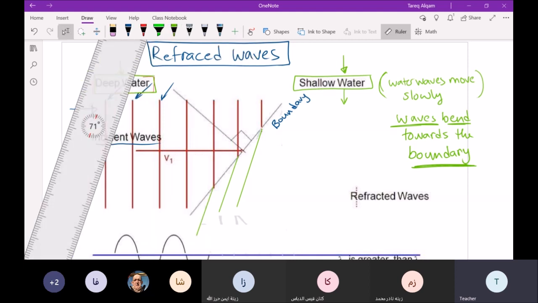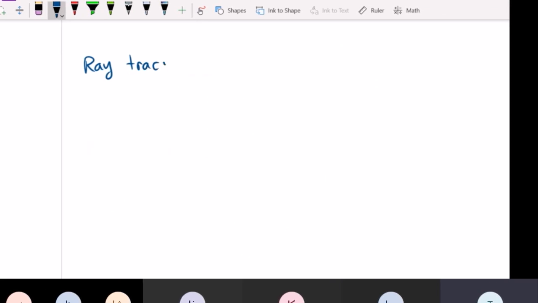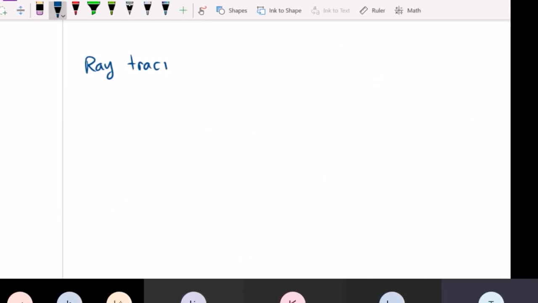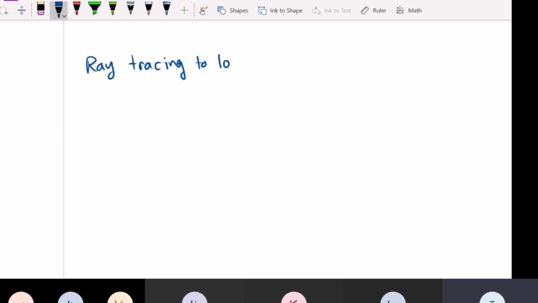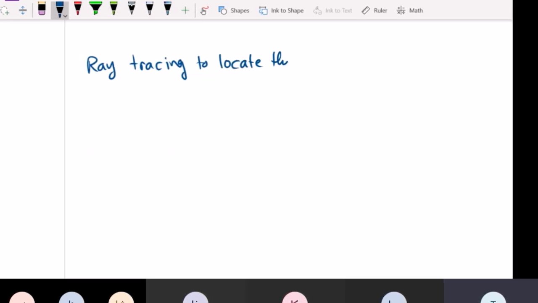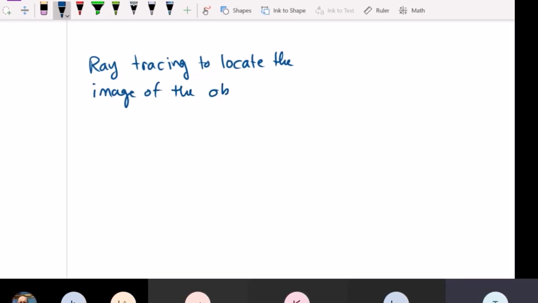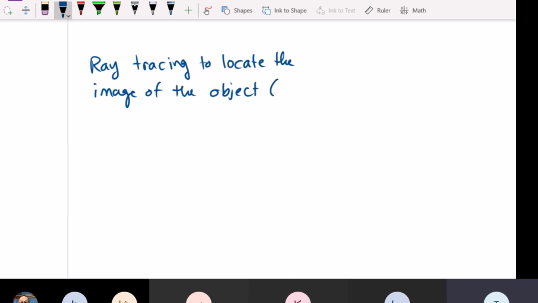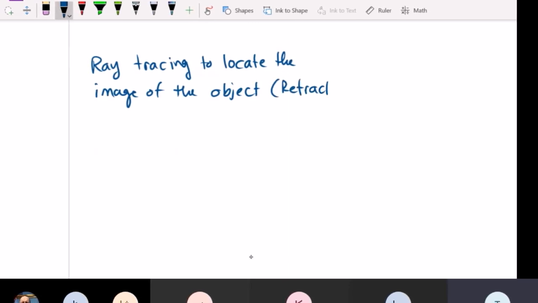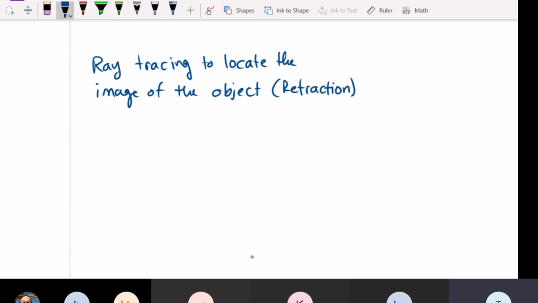Okay, guys. These waves must be parallel and closer. Okay. And what? To locate the image of the object. But here we have to use what? The refraction, not the reflection. Okay, refraction, not the reflection.